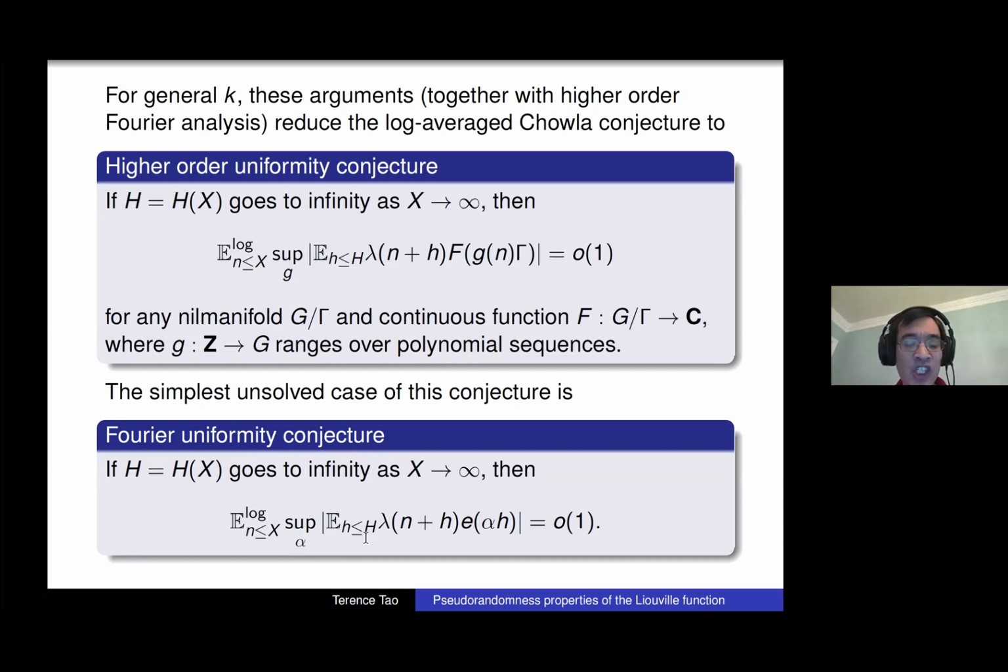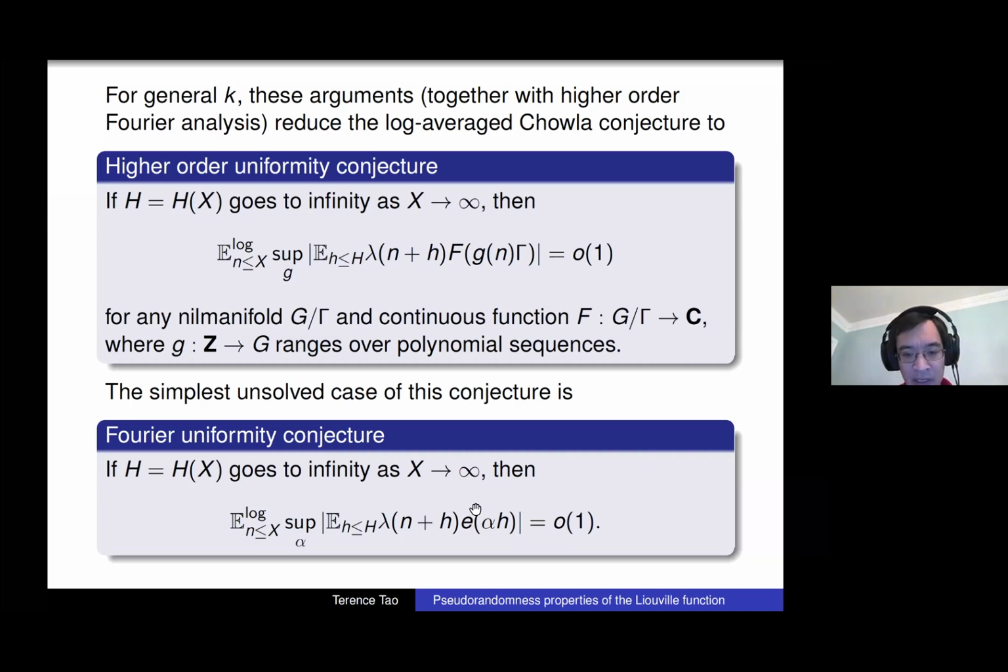There are two parameters, x and h, and this should be true no matter what h is, as long as h grows to infinity. The smaller h gets, the harder this conjecture becomes, but we need h to be like log x or something smaller than log x for applications. Now, there's a more complicated version where you replace this linear phase by what's called a nilsequence, but let me skip that. If you could prove the more general version of this conjecture, you would establish the log average Chowla conjecture and the log average Sarnak conjecture, and it would have lots and lots of applications. So this, I think, is the bottleneck.